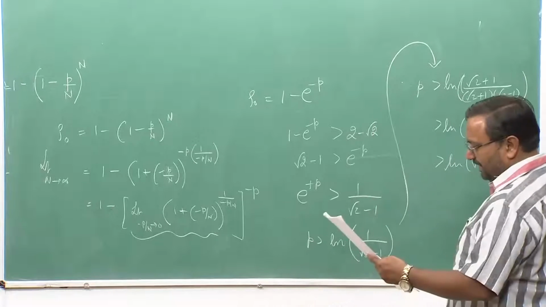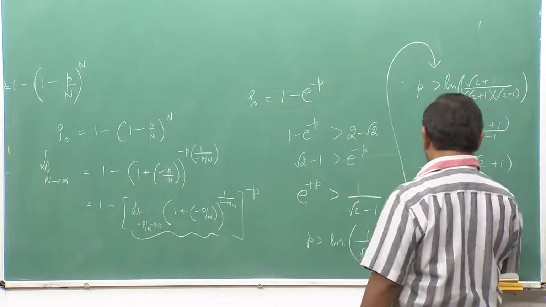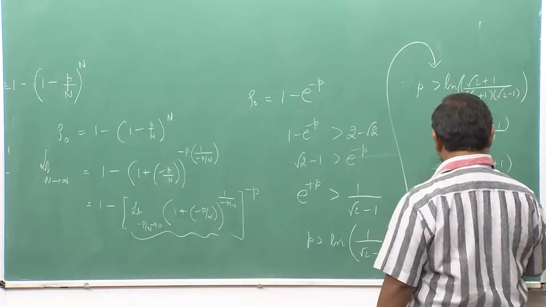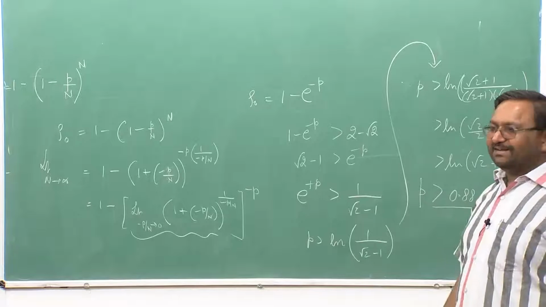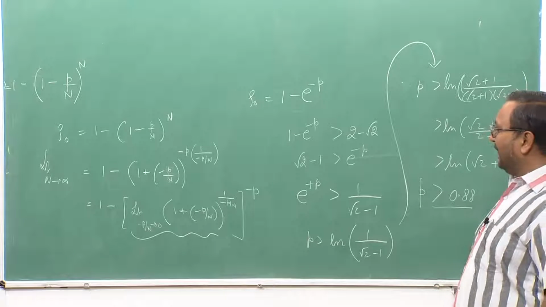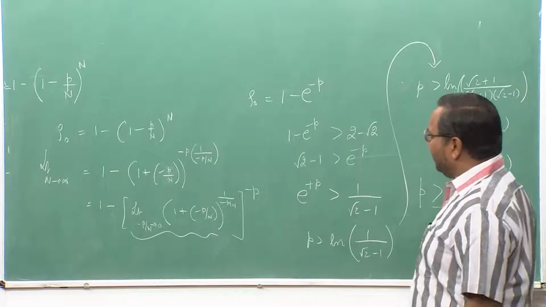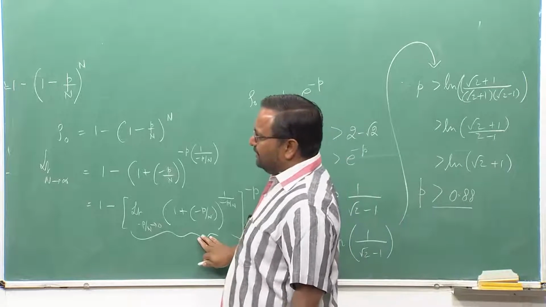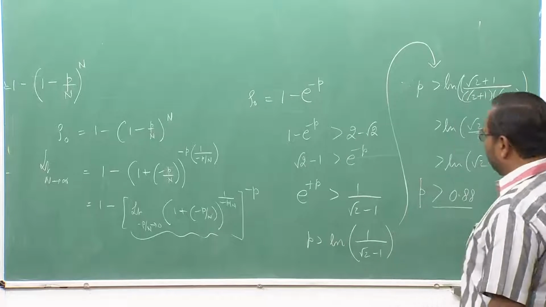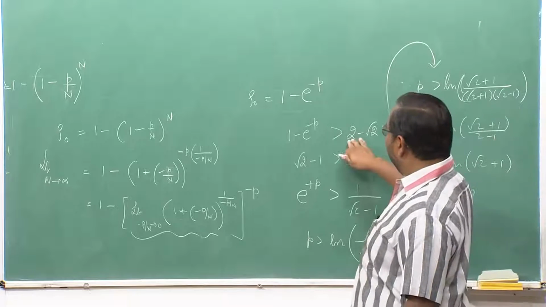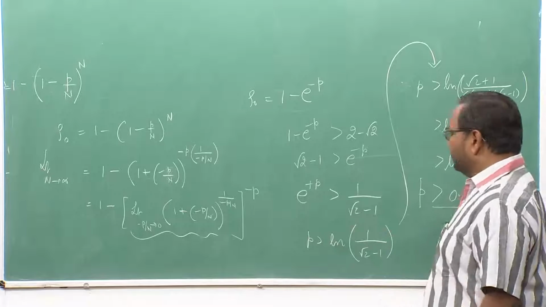So what will be the value? Now, log of root 2 plus 1, if you compute, is 0.88. So, whenever your P actually crosses 0.88, you get into a condition whereby your throughput is more than the throughput given for the saturation condition. Before this the throughput will be smaller.